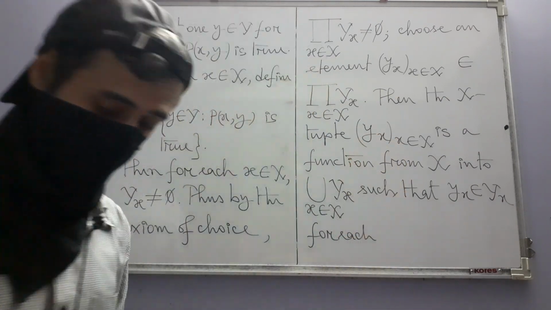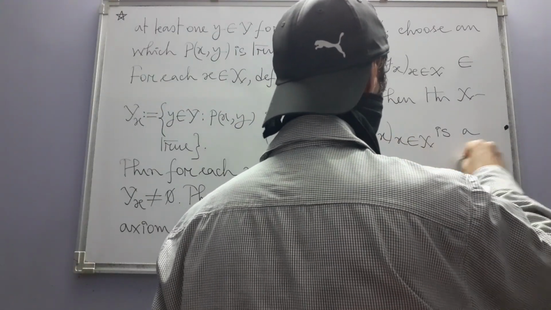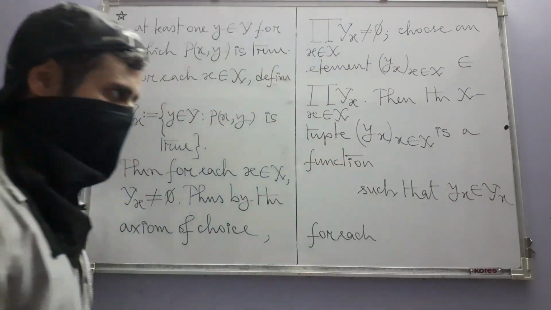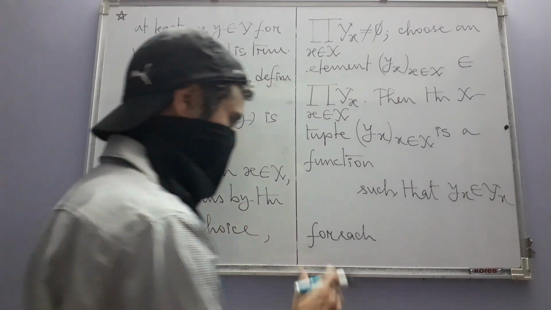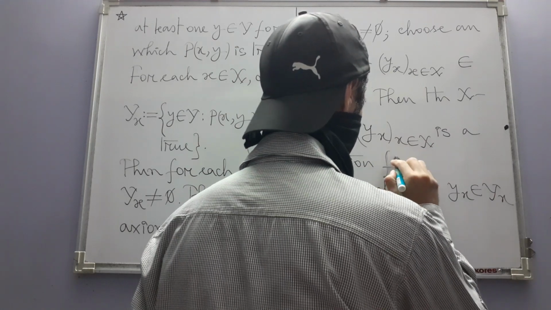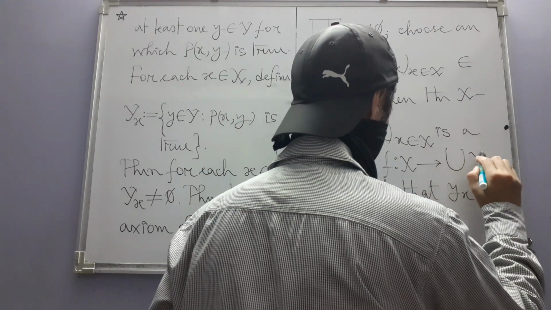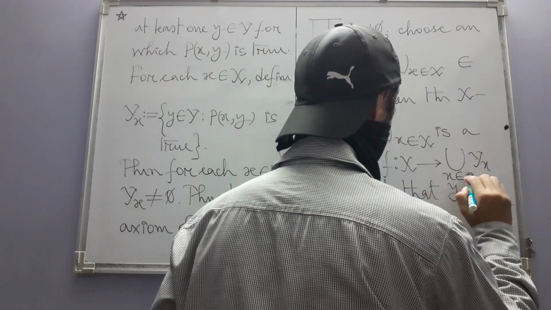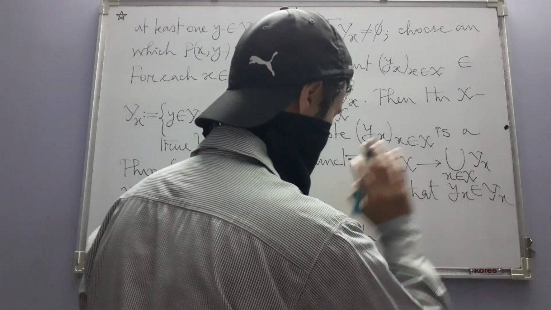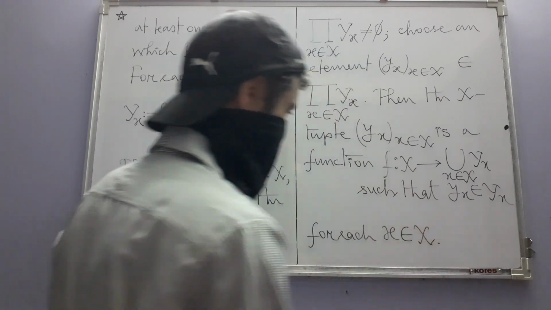Instead of writing these things in words, let me use the mathematical notation itself for function. That way it will look better. I mean, we will see what I'm trying to say here. It's a function f from X into the union of all the sets yx, such that this yx belongs to yx for each x belonging to X.